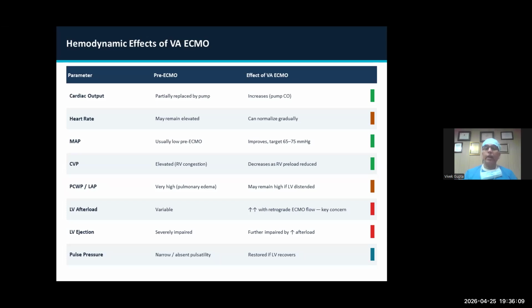What it does? It improves the cardiac output. Before ECMO, the patient is having a low cardiac output state.